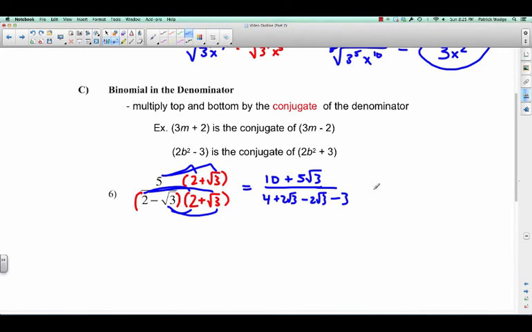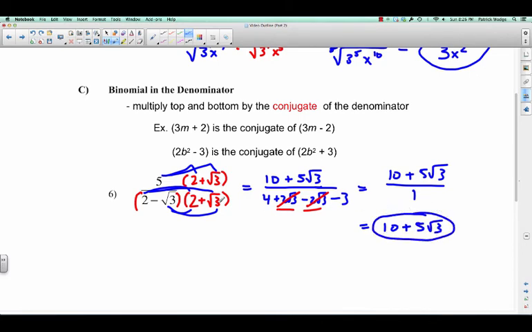Hopefully you're getting those. Okay, on the top, we have 10 plus 5 root 3. On the bottom, if you take a look at these two middle terms, this will always happen when you have this rationalized in the denominator and you have the binomials. They cancel. You have plus 2 root 3 minus 2 root 3. So those are gone. And what you're left with at the bottom is 4 take away 3, which is 1. Do you need to put anything over 1? No. Dividing by 1 makes no difference. So you can just write it like this. Hey, that's a good answer. Much simpler than this.